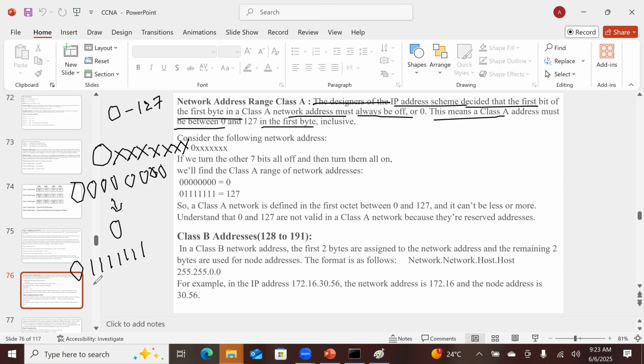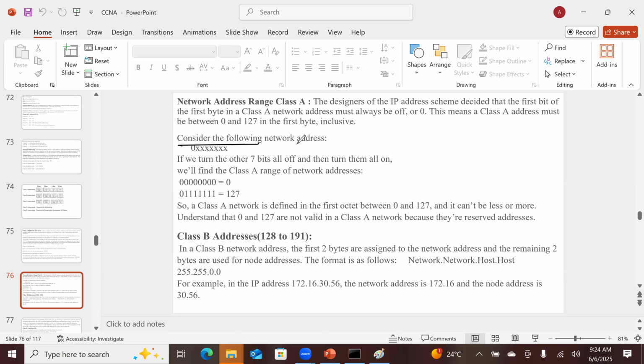Exactly. So you have to add 64, 32, and then 16, 8, 4, 2, 1. And here we'll be having 128, and 128 is 0. You have to add only this, and you will get 127. This is the last range of the class B. Okay, same thing they said here.